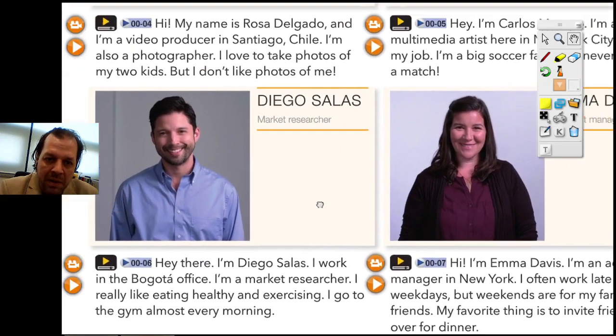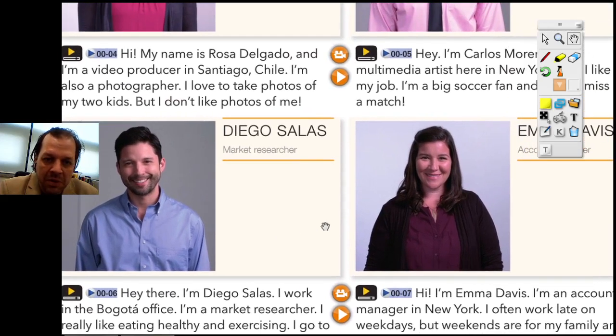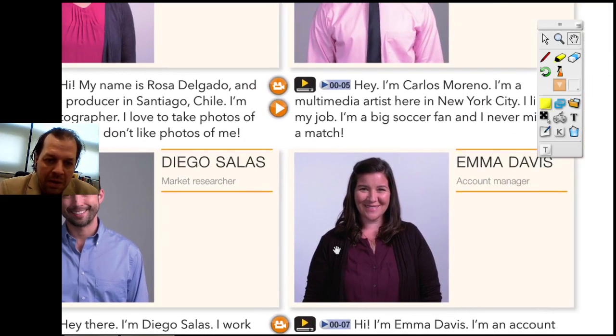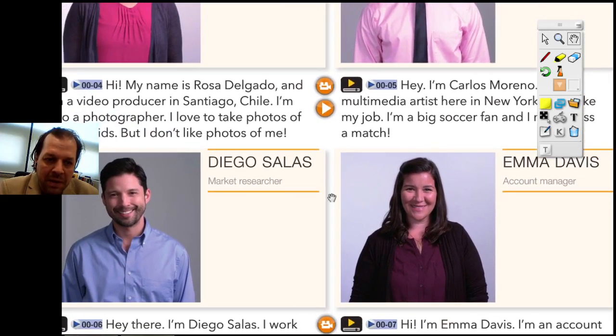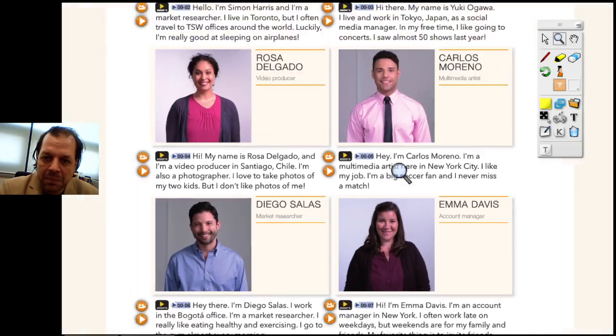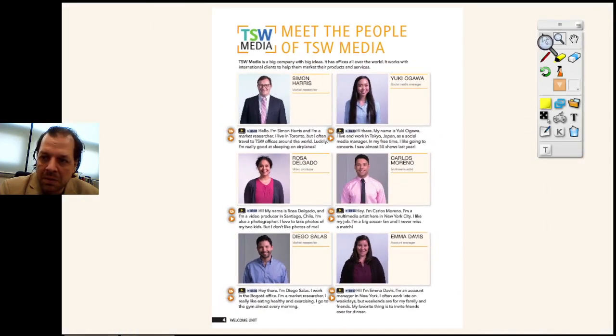Okay, we don't have to meet all of them, but you get the picture. Okay, you can read along and notice that all of them have very different activities that they like in their free time. Okay, very different people, very different names, and we'll be seeing them more in this book. Okay. Let's go to the next page.